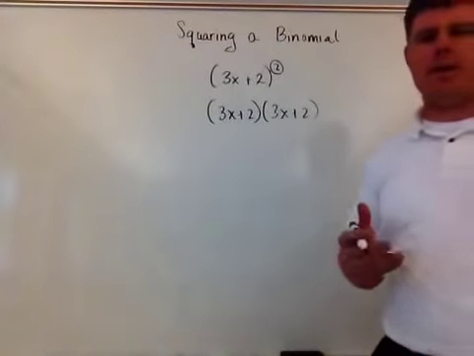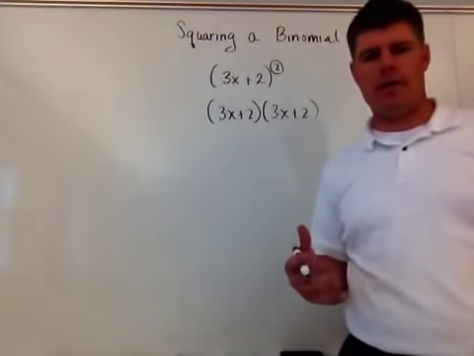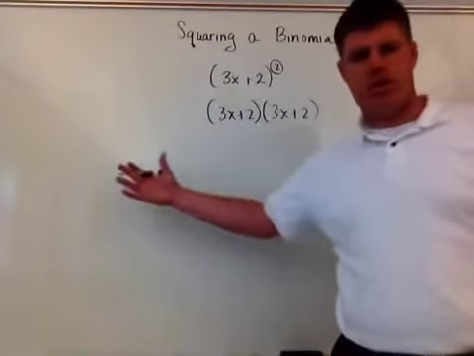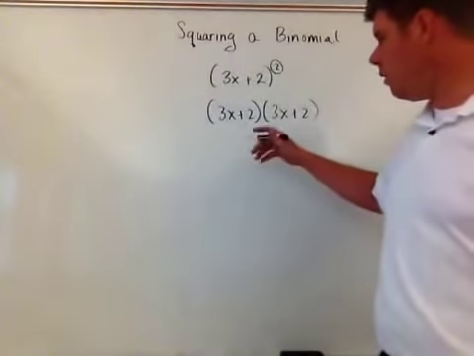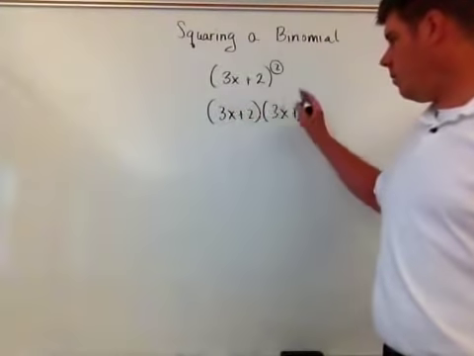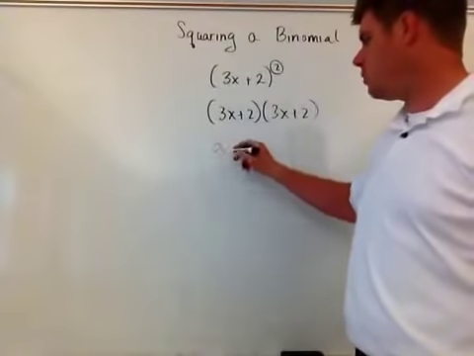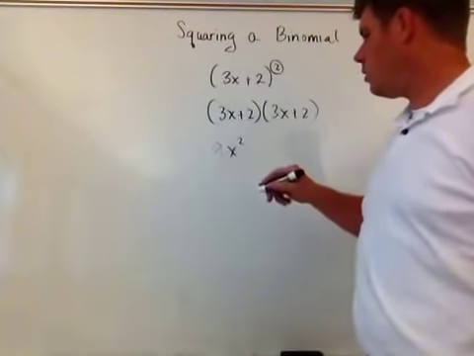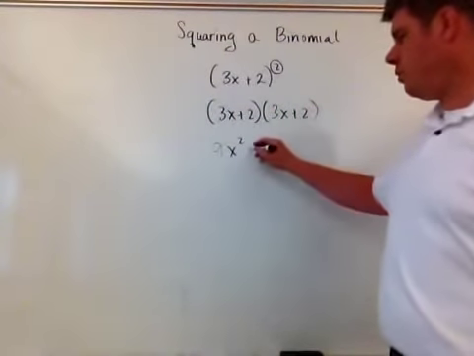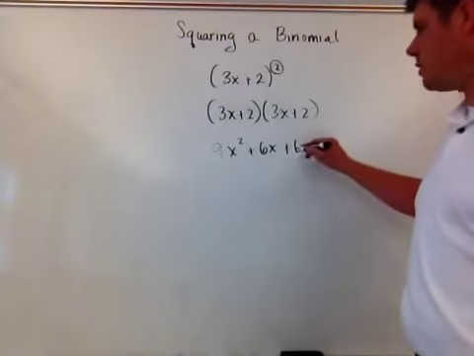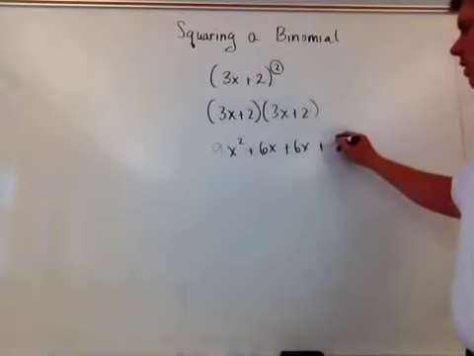And then what I do here is I start applying the same rules that I've done before. And the rule that I'm going to apply here is the distributive property. So all I need to do is take each term in here and multiply it by each term over here. So 3x times 3x is 9x squared. Okay? 3x times 2 is a positive 6x. 2 times 3x is a positive 6x. And 2 times 2 is a positive 4.